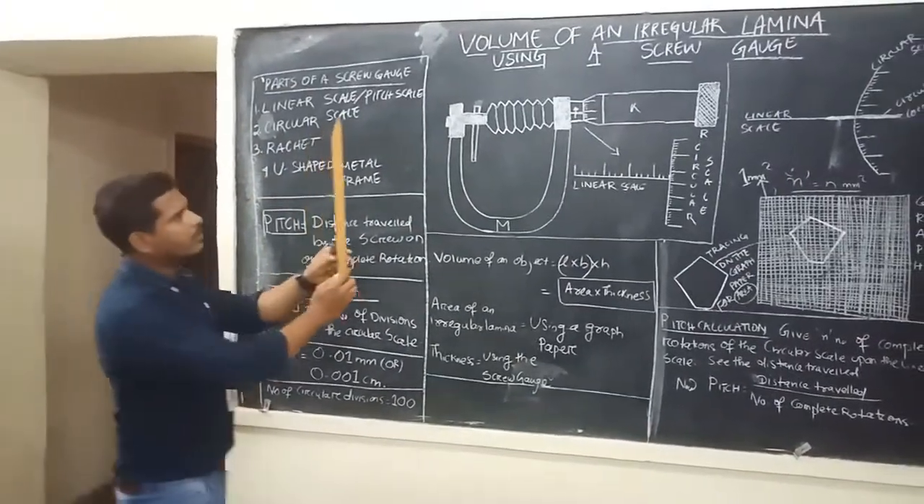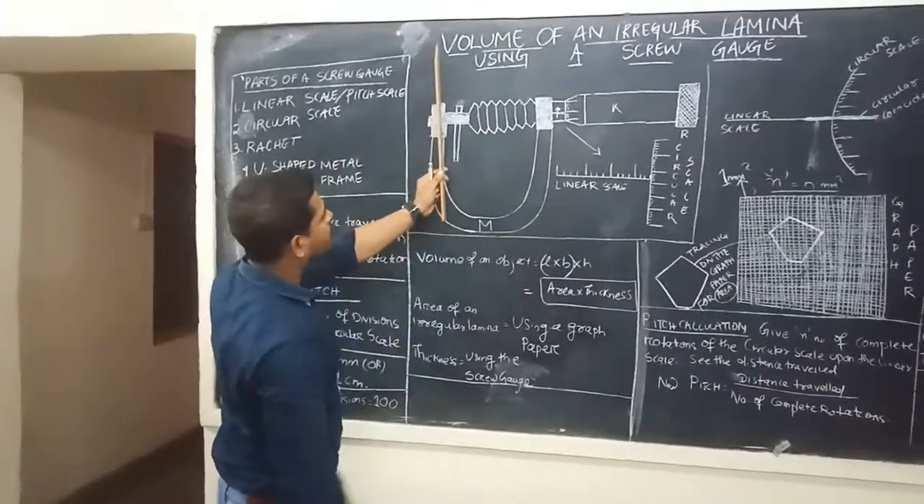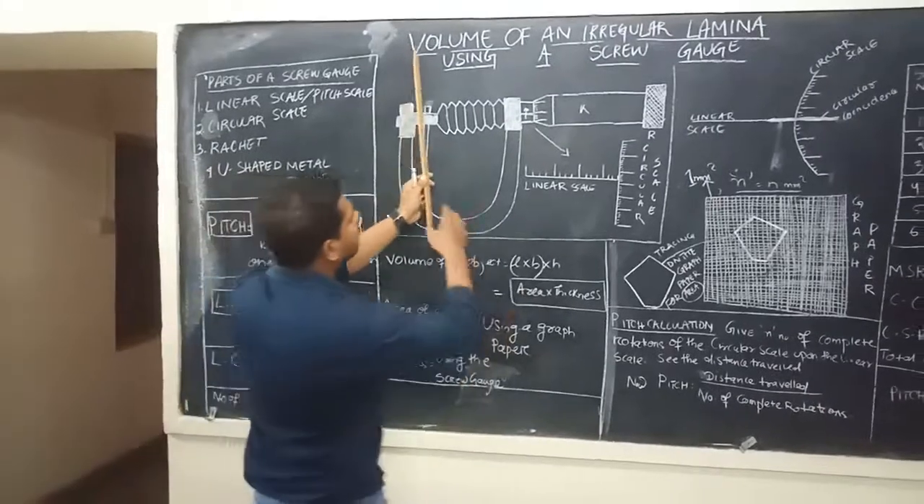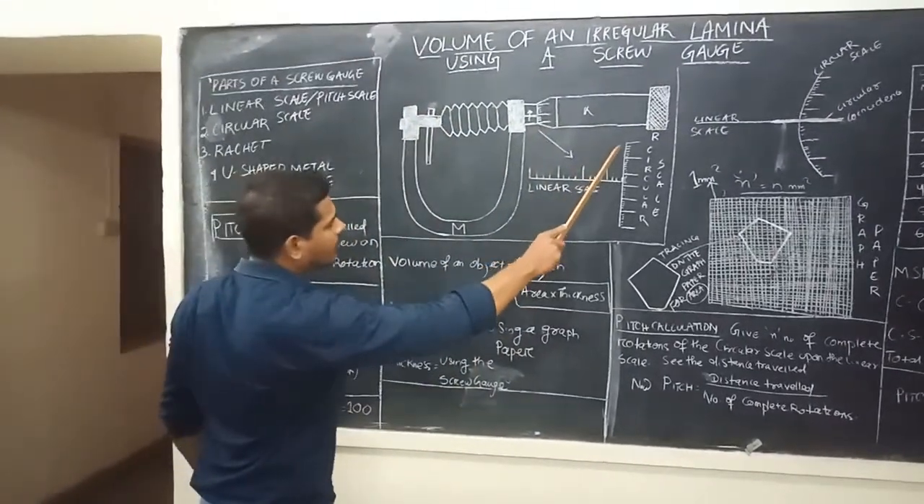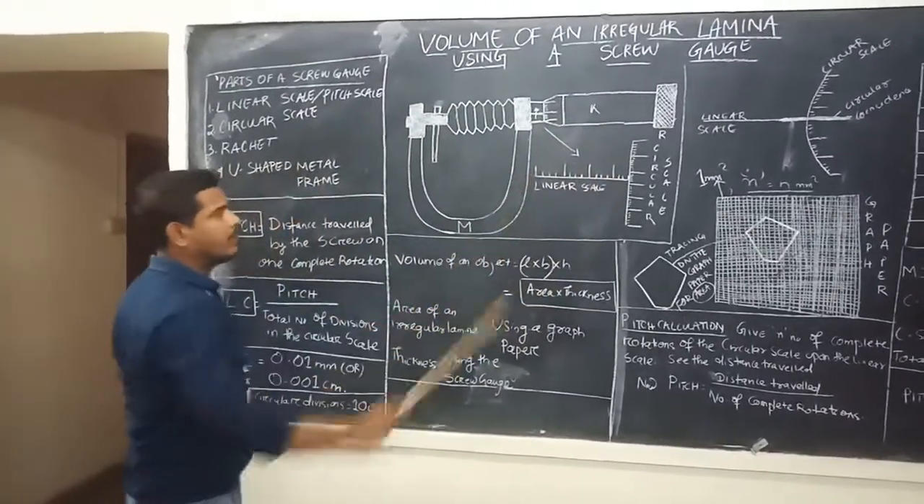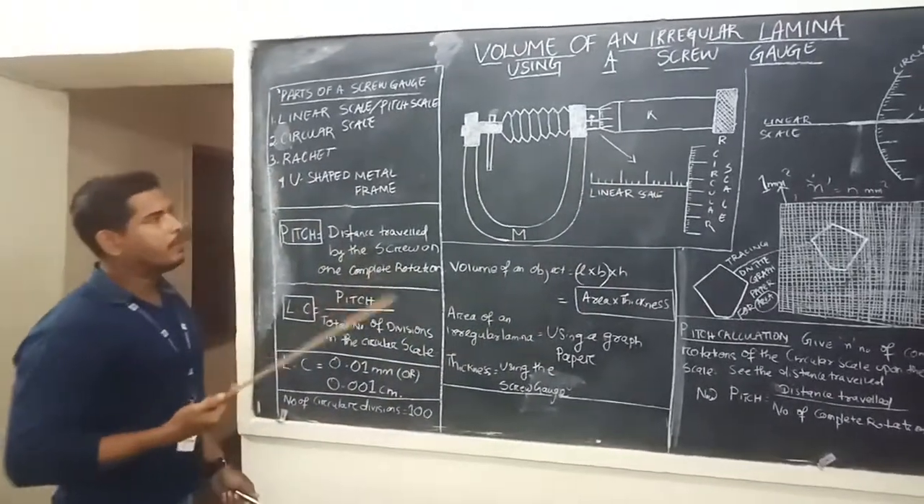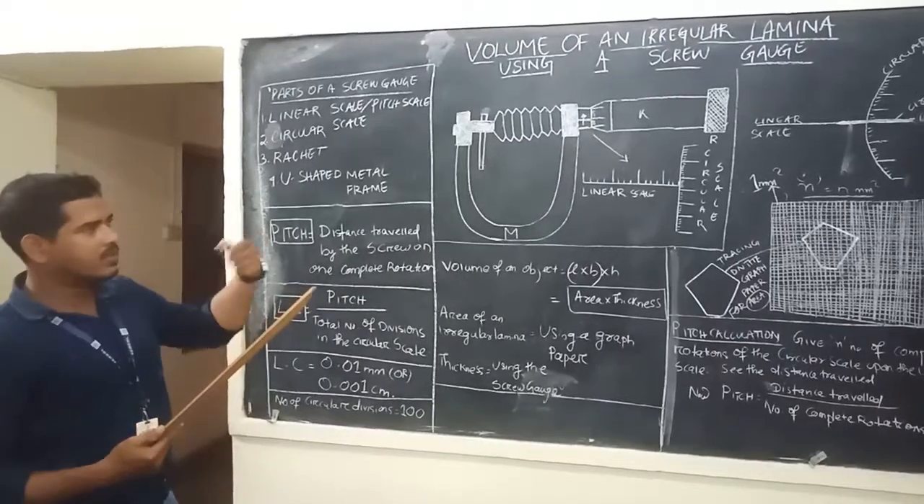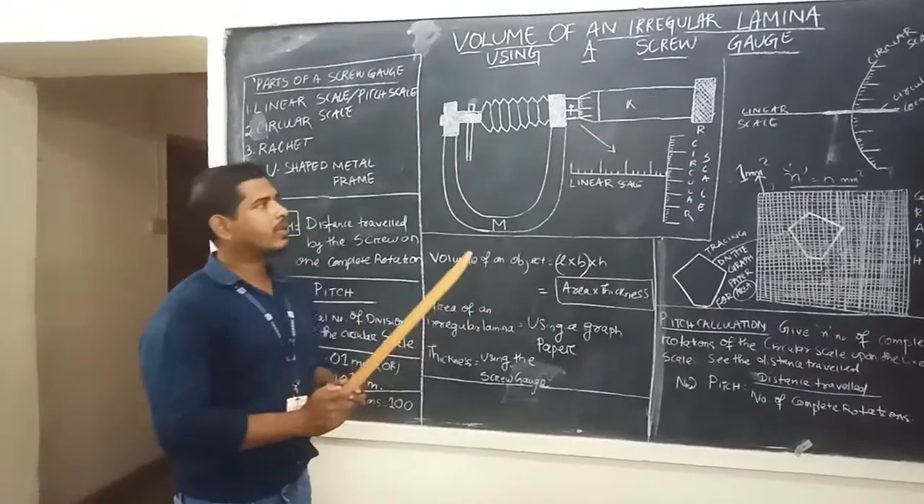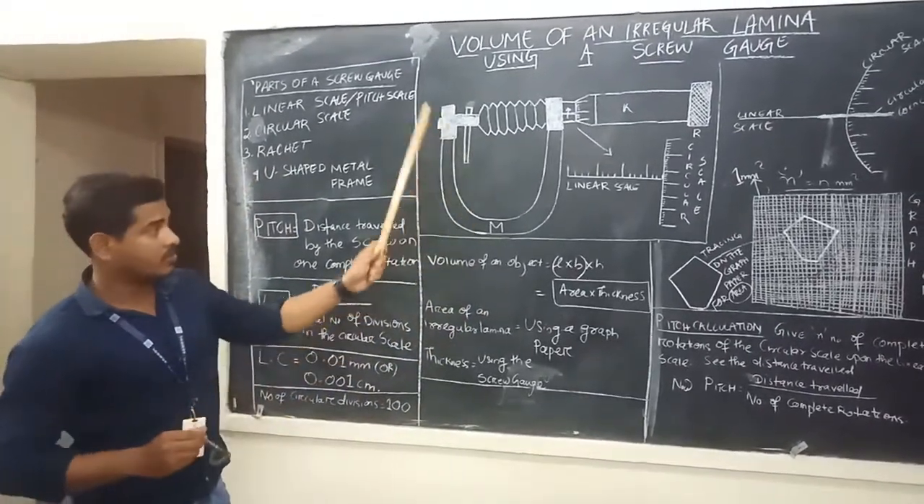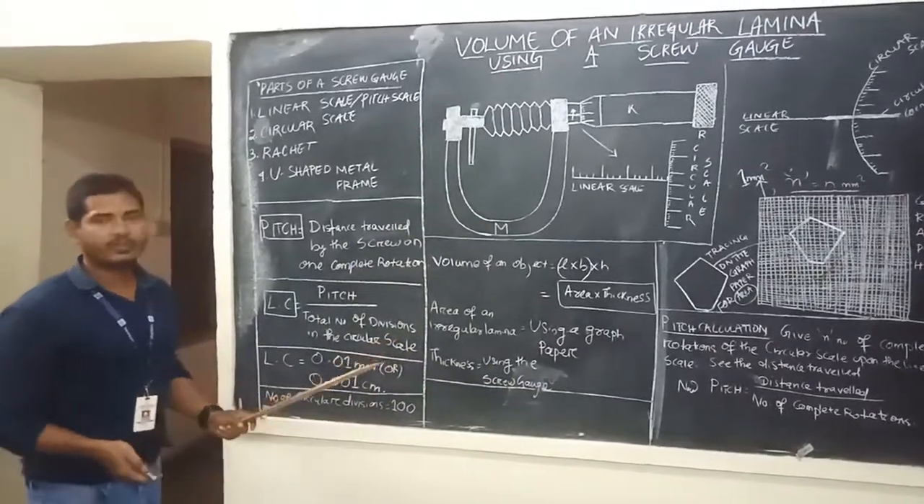So when we turn the screw gauge, there will be movement of the circular scale along the linear scale. Now, how much distance has the circular scale traveled? It is the main scale reading. Now, we will discuss further how to take the reading from the screw gauge, how to take its various readings.